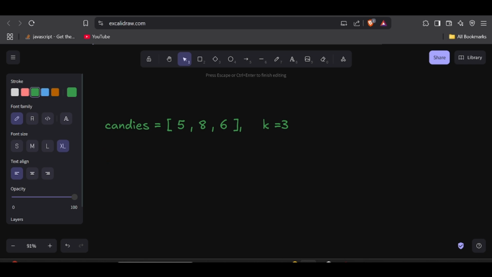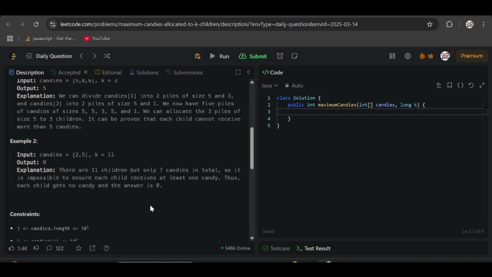If I want to give 5 candies, from the zeroth index I can take 5 candies and 0 is the remainder. From the first index, I can take 5 candies, 3 will be the remainder. From the second index, I can take 5 candies and 1 will be the remainder. So it is not violating any rule of the question and that is why 5 will be our answer. So let's see first of all the constraints.